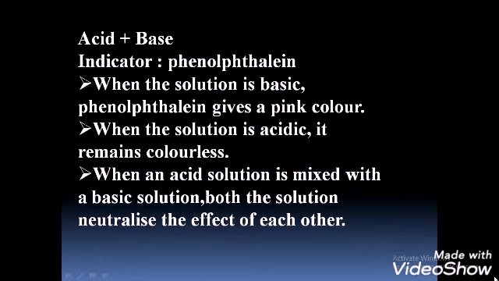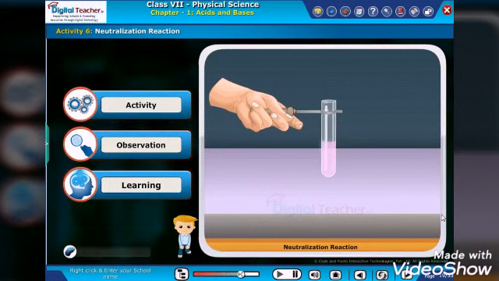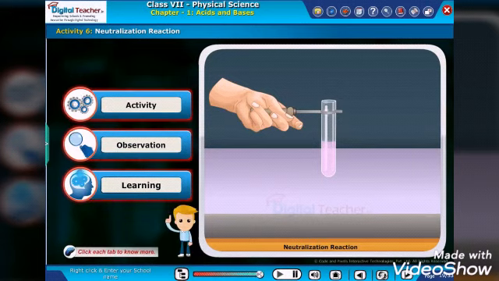Now we can move to one activity. Here we use the acid, hydrochloric acid, and the base, sodium hydroxide, and the indicator here is phenolphthalein. It is a very important indicator. Here, let us perform an activity to know about the neutralization reaction. Click each tab to know more.